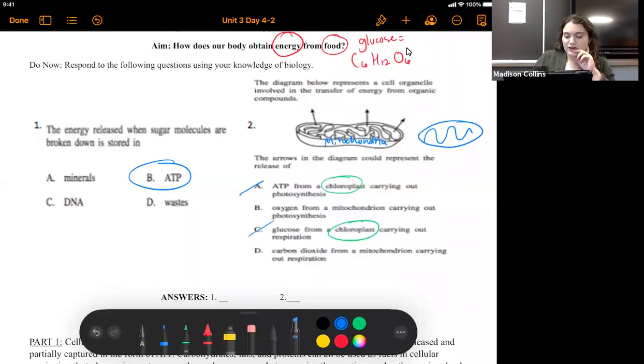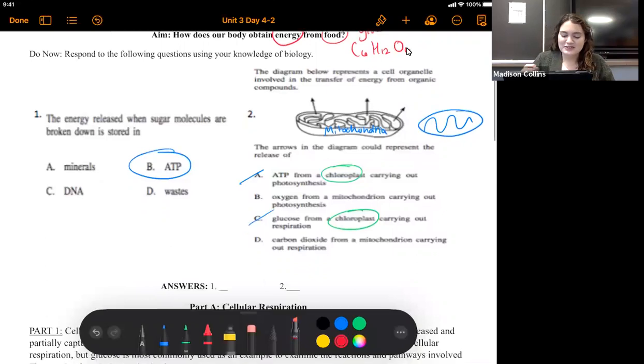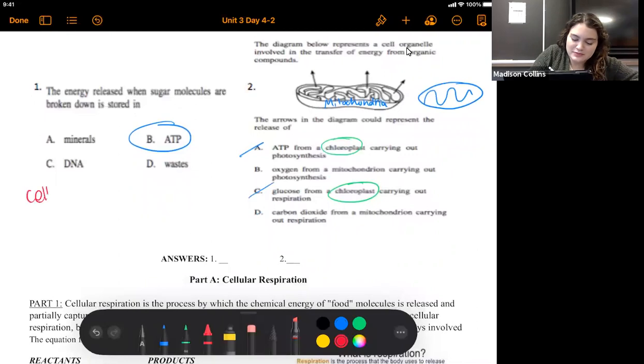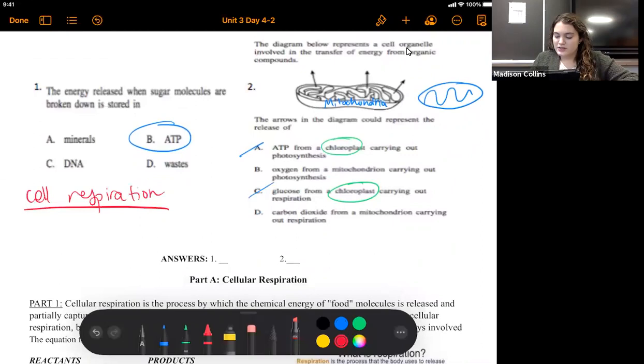Now, in order to figure out if it's B or D, you need to know what products come out of photosynthesis, or what products come out of cellular respiration. So I'm going to write down the formula for cellular respiration. Okay, so 2 things have to go into cellular respiration. 2 things go into that mitochondria to produce energy, and that's going to be glucose, C6H12O6, and oxygen, right?